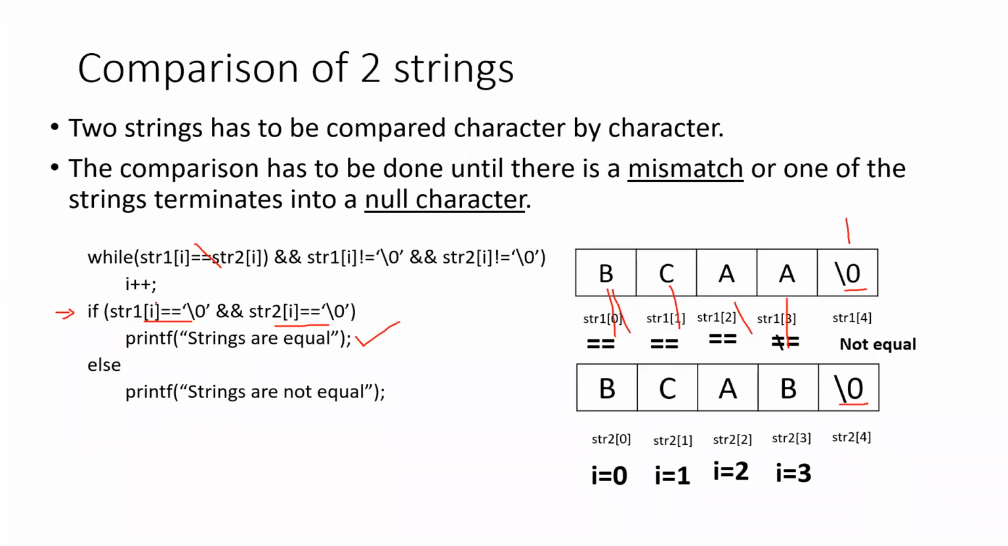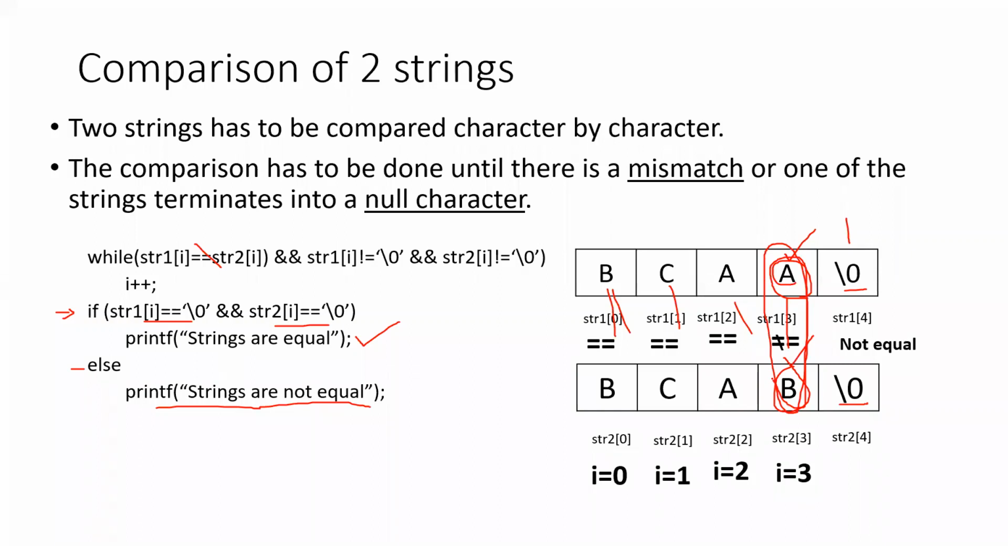Else, if any one of these, in our case, in string 1 it is A and in string 2 it is B and it is not equal, we just came out of the while loop and we are checking whether str1 of 3 is equal to null character. No, str1 of 3 is A. And str2 of 3, whether it is equal to null character. No, it is B. In that case, it will go to the else part and print strings are not equal. We have not reached the end, but before that we found that one character is not matching.